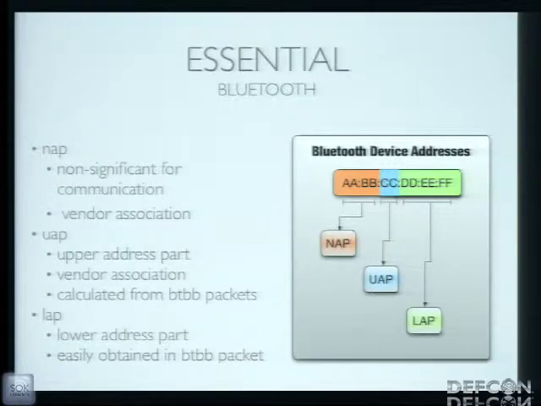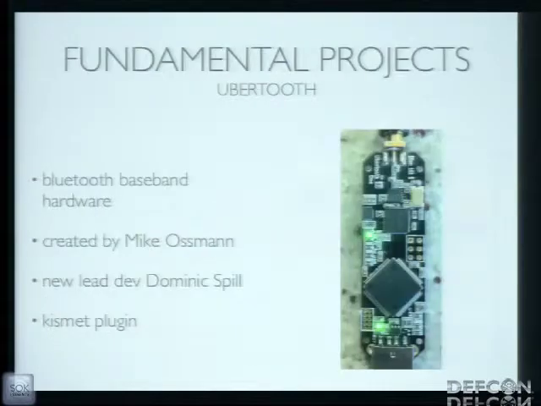We obtain this by checking its air checks, and basically we're able to obtain this sometimes. So we won't always have UAP, but we can get it sometimes. LAP is basically given to us in Bluetooth baseband traffic, and we can pretty much always guarantee it's going to be there. And that's the Bluetooth address space in a nutshell.